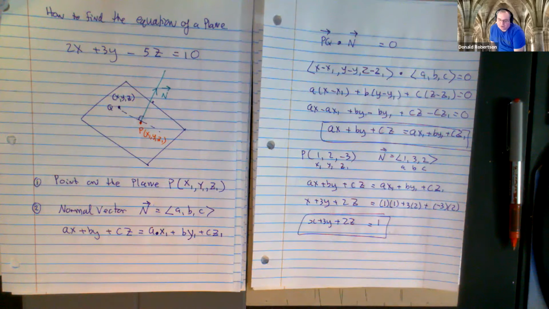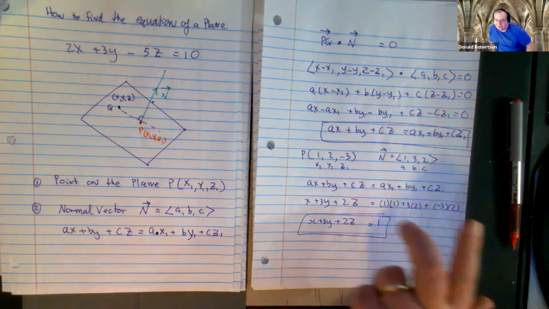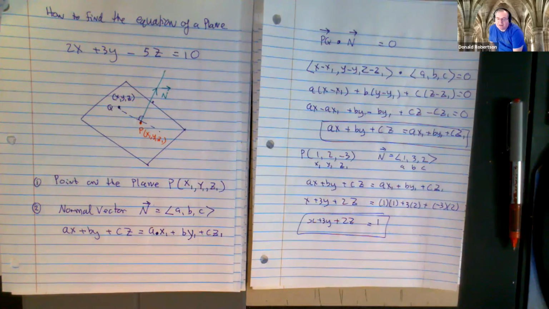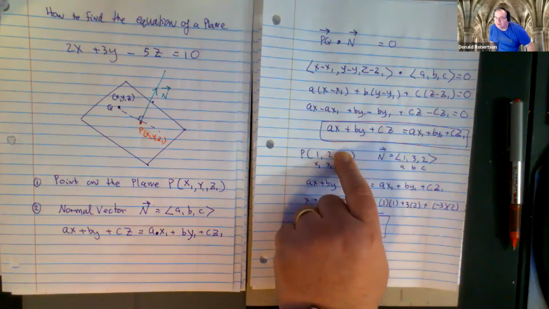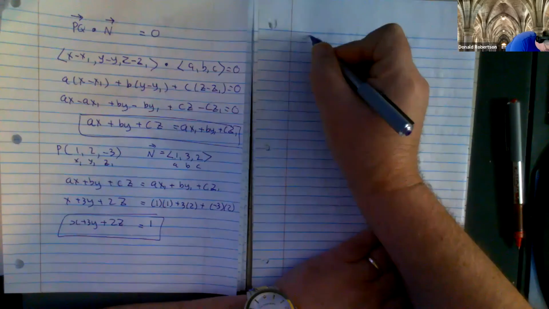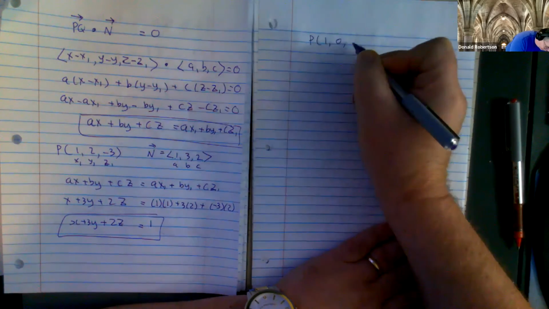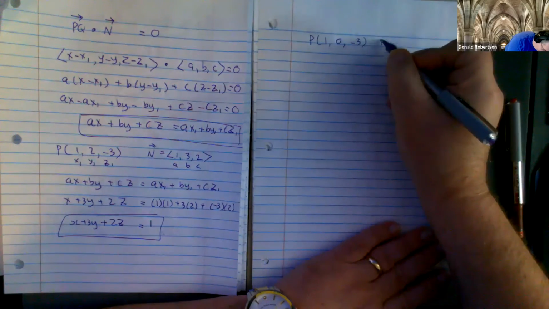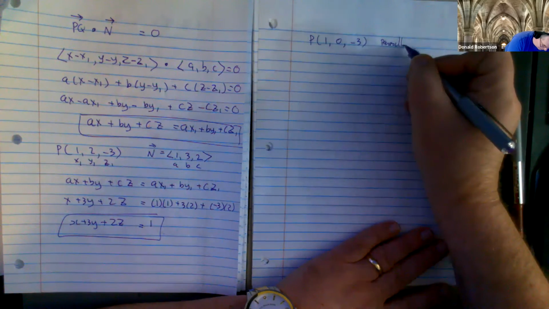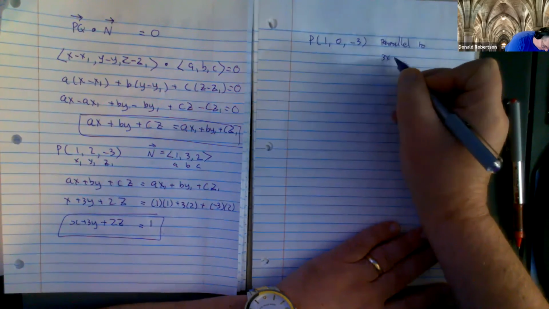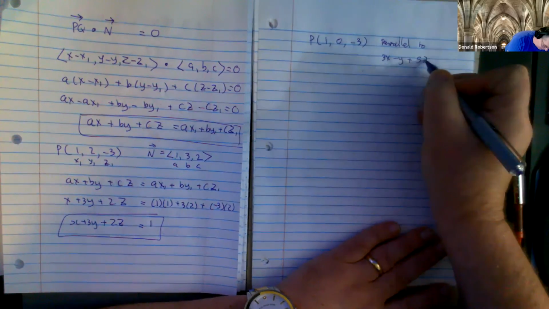So the kinds of questions that we're going to deal with are find equations of planes. And they're going to start off nice and easy, like this one. And then they're going to make it harder and harder to find the normal, and sometimes even to find P. So here is a different question. Find the equation of a plane that passes through the point 1, 0, -3 and is parallel to the plane 3x minus y plus 5z equals 10.